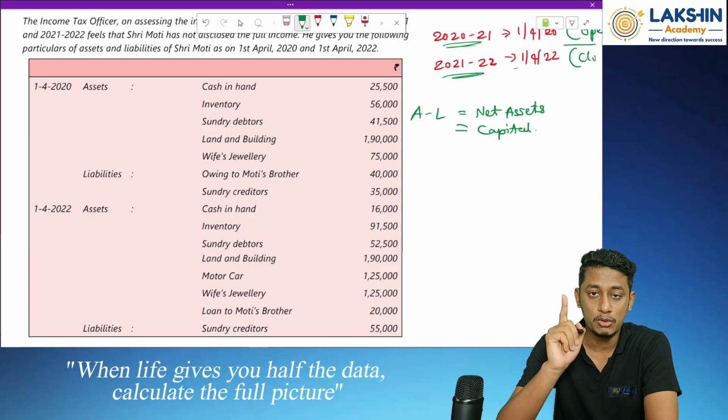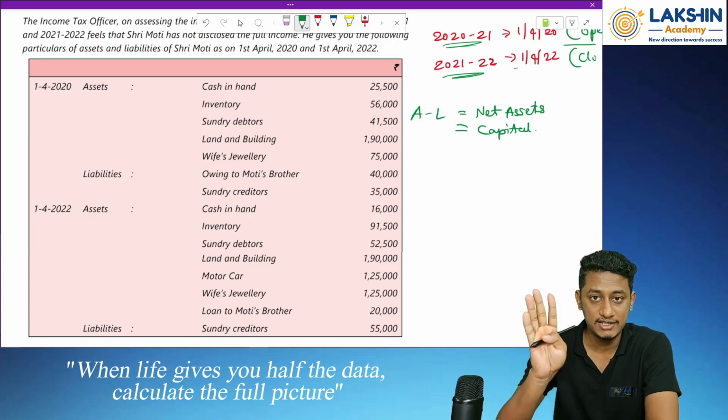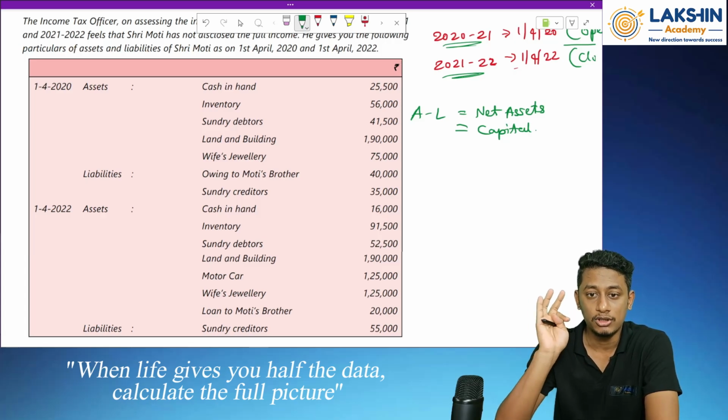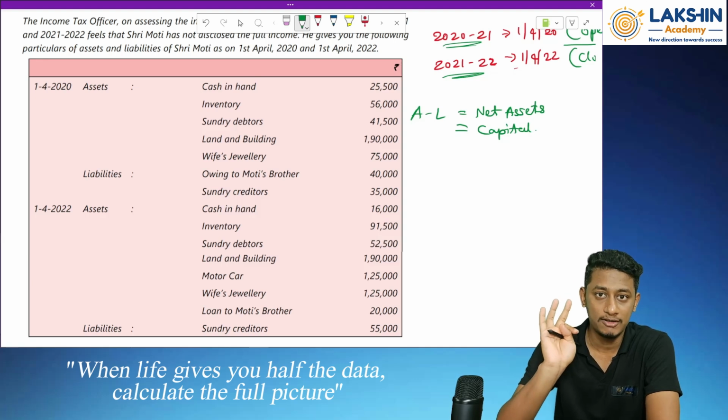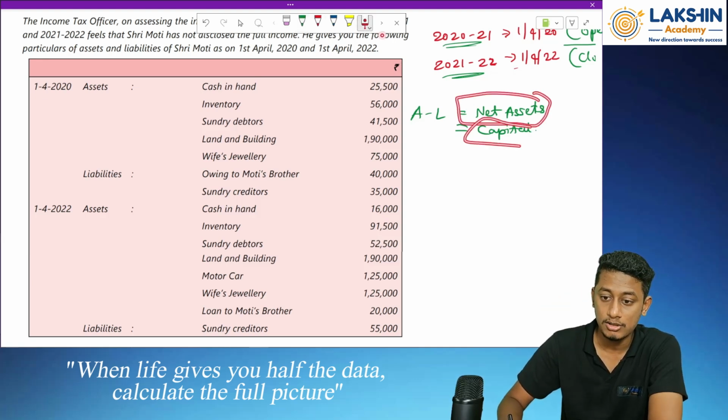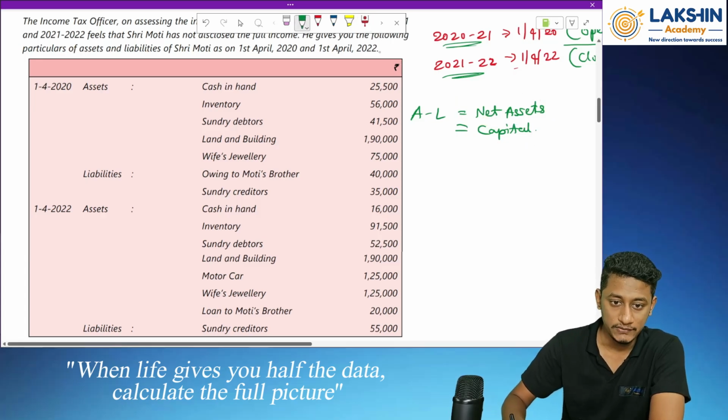Whenever I deduct the total value of my assets, be it fixed assets or current assets, subtracted by the liabilities, current liabilities and long-term liabilities, both the liabilities, non-current liabilities, I will get my capital value. It is also called net assets or my capital value for that particular year. So let's start.